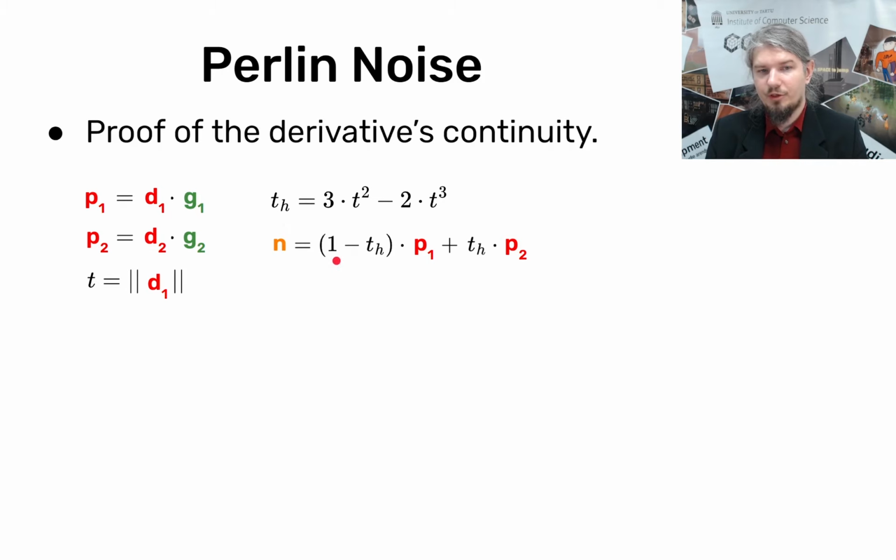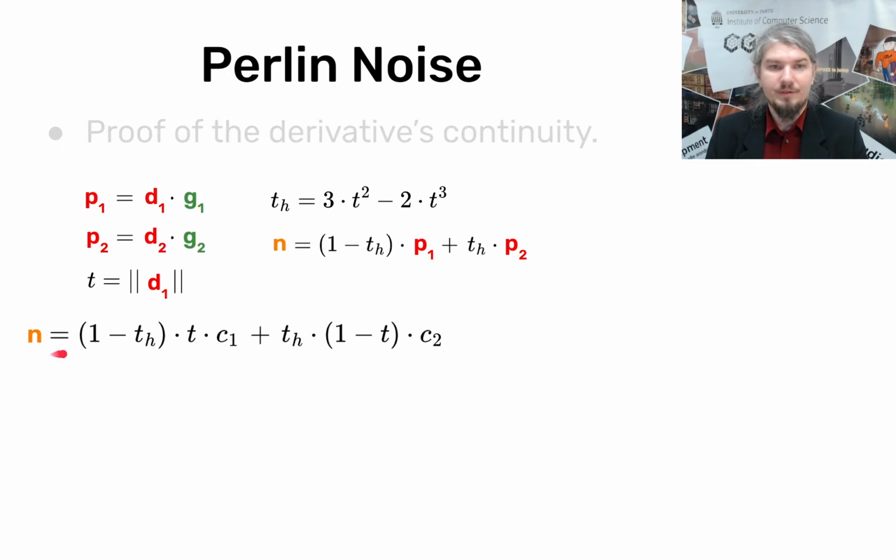Our noise value is going to be 1 minus th times p1 plus th times p2, just like we had before, except now we are using th instead of just t. Previously we derived that this noise value can be represented as this equation. p1 was just a dot product between the distance vector and the gradient. The gradient's length was 1, the distance vector length was t or 1 minus t, and it's important that we use t here, because the length of this distance vector is 1 minus t and t, not th, and the cosine of the angle, so our cosines c1 and c2.